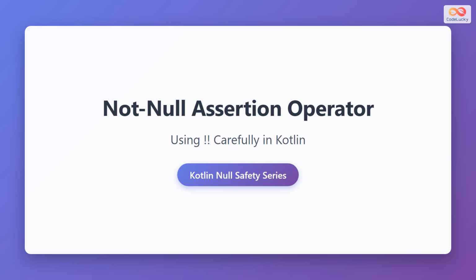Welcome to this lesson on the not-null assertion operator in Kotlin. Today, we're going to explore how to use the double exclamation mark operator carefully and understand the risks associated with it. This is an important topic in Kotlin's null safety system that every developer should understand thoroughly.